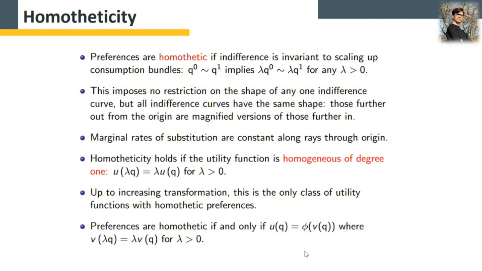This imposes no restriction on the shape of any one indifference curve, but all indifference curves have the same shape. Those farther out from the origin are magnified versions of those farther in. And the marginal rate of substitution is constant along rays through the origin. When we scale up, the marginal rate of substitution will not change.